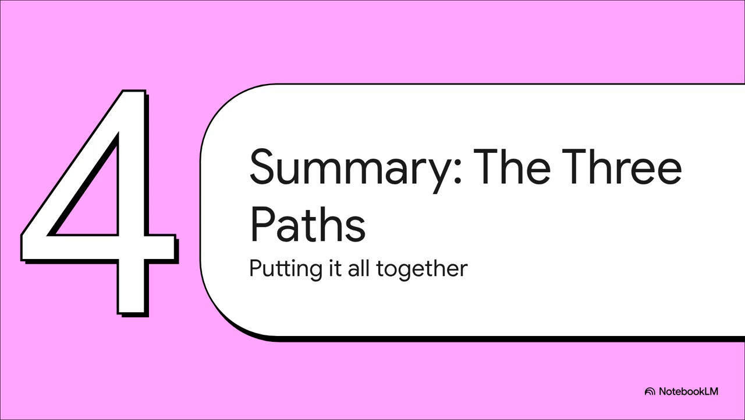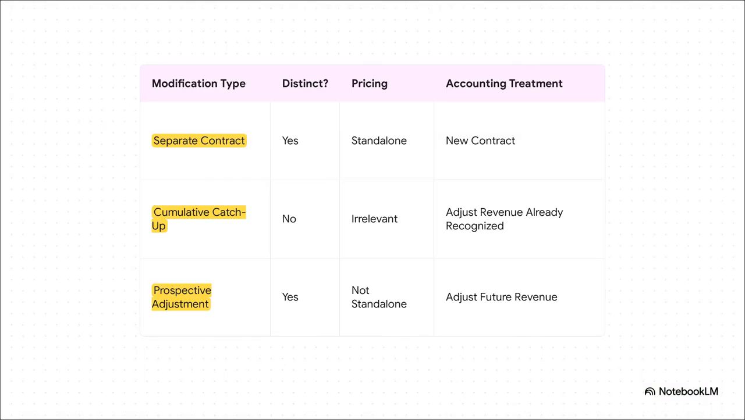I know that was a lot to take in, so let's put it all into a simple chart. Think of this as your cheat sheet for any contract modification. See, this table makes it so much easier. You just follow the flow. Always start here. Is it distinct? If the answer is no, boom, you're done. It's a cumulative catch-up. The price doesn't even matter.